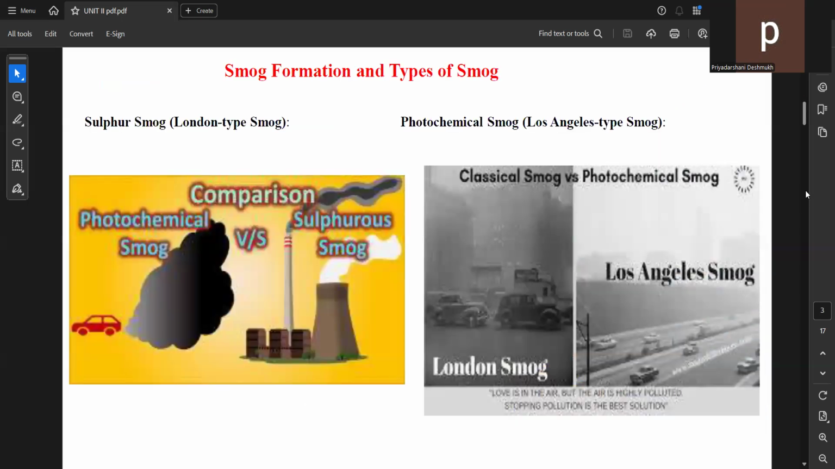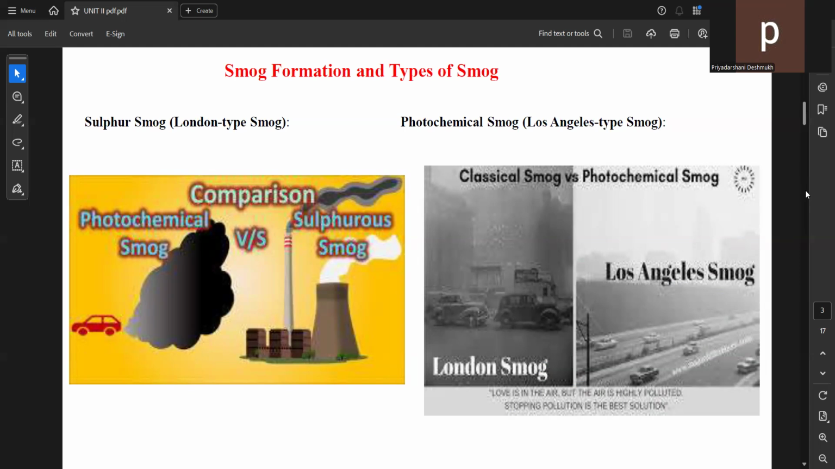Now, the next topic that we are going to study is smog formation and the types of smog. What is smog? Smog is a type of air pollution caused by the interaction of sunlight with industrial and vehicular emissions. This is particularly due to vehicle exhaust. This smog is of two types. First is the sulfur smog and the second one is photochemical smog.